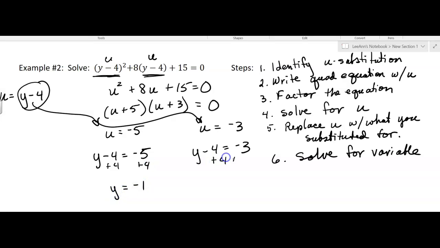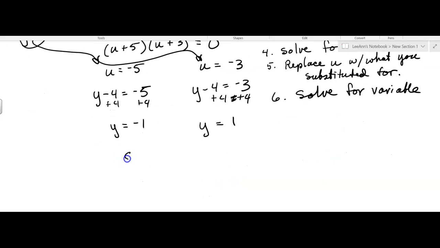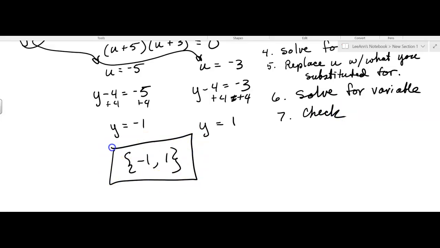Add 4 to both sides, and I get y equals 1. So I get two solutions this time, negative 1 and 1. And then finally you can check your solutions. I'm going to let you do that. The only time we have to check them is if we wind up squaring both sides, or raising both sides to an even power. All right, that's that kind.